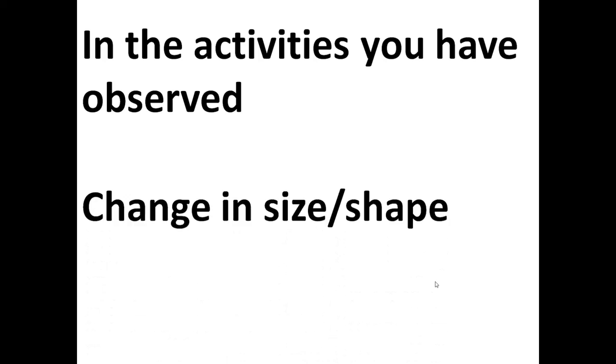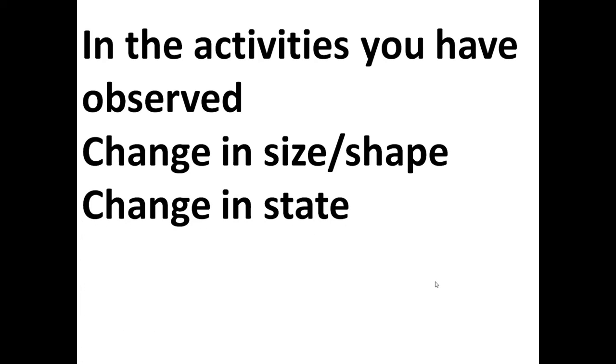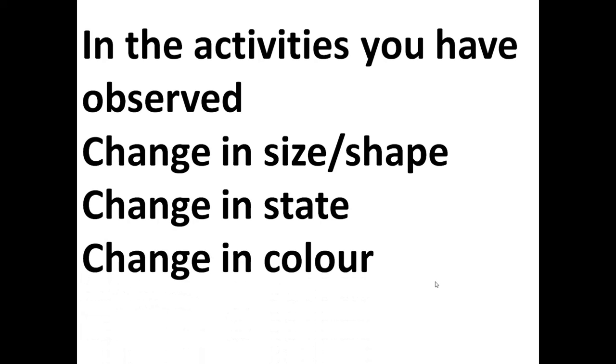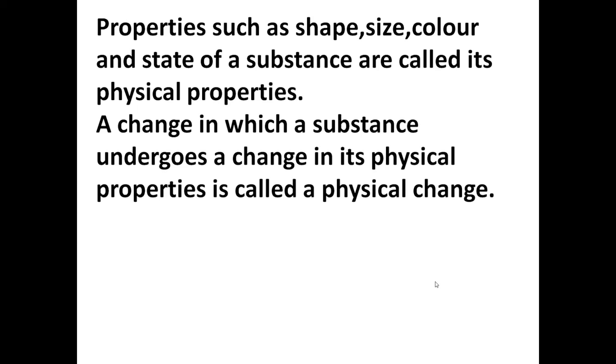In all the above activities that we have just discussed, you have observed that there was a change in the size or shape in the paper activity. Change in state, that is ice to water, water to steam, steam back to liquid, liquid to ice again. In the third activity, you have seen that there was a change in color. Properties such as shape, size, color and state of a substance are called its physical properties. A change in which a substance undergoes a change in its physical properties is called a physical change.